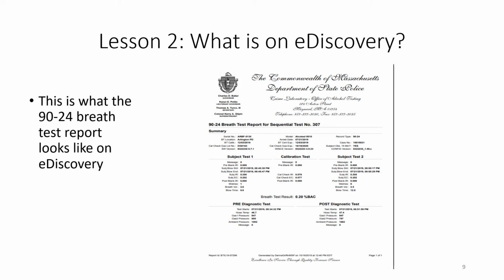This is what the 9024 breath test report looks like on eDiscovery. This report contains information such as the sequential test number, the date of the arrest or the breath test that's administered, the serial number it was administered on, the BT location, such as the police department or the barracks where the instrument is located, as well as the breath test certification expiration date and the CalGas expiration date as well, in addition to the actual breath test results.